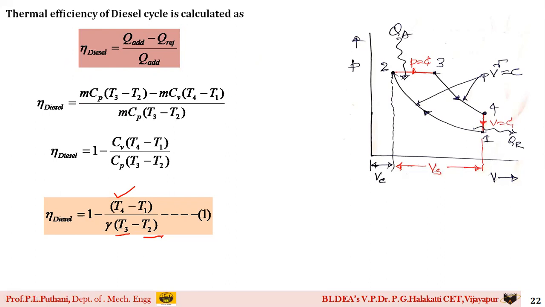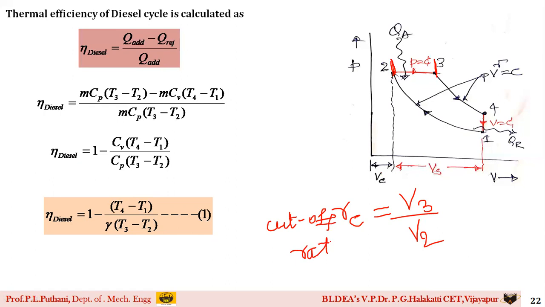Here a new term arises, students, known as cutoff ratio RC, as well as expansion ratio RE. What are those cutoff ratios? Please observe here, students, on the PV graph. If you observe from 2 to 3, whatever the volume ratio we take from 2 to 3, we call it the cutoff ratio, that is RC is equal to V3 by V2. This is known as the cutoff ratio, that is V3 by V2.